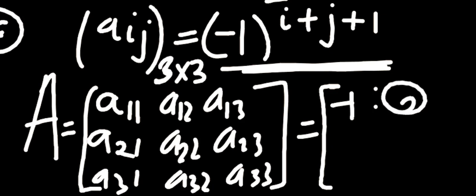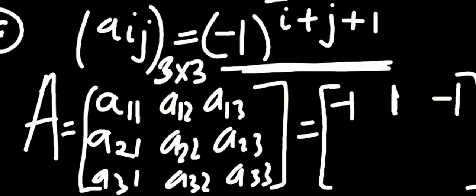The next one is this element, okay? So we are moving row by row. So we have A12. We have 1 plus 2, which is 3, plus 1, 4. We have minus 1 raised to power 4, and that will give me 1. Next one, 1 plus 3 will give me 4, plus 1 will give me 5. Minus 1 raised to the power 5 will give me what? Minus 1.